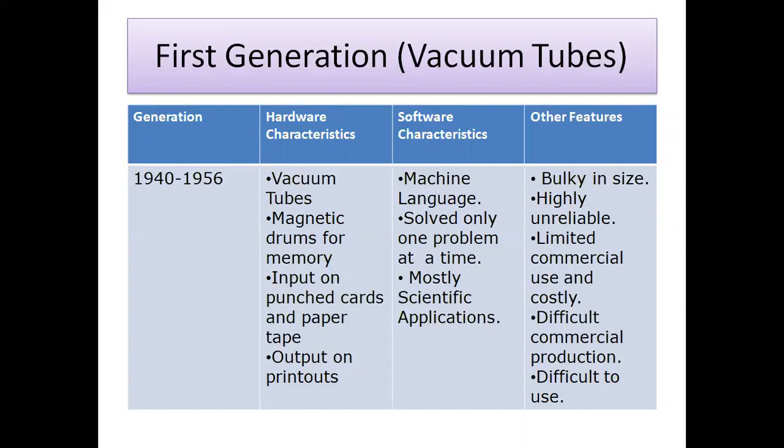Coming to software characteristics. Machine language is used as the software. And in this particular generation, only one problem can be solved at a time. And it will be dealing with mostly the scientific applications only.